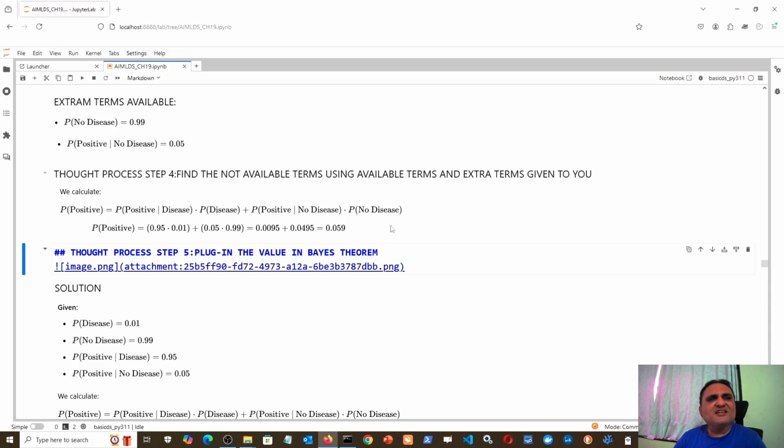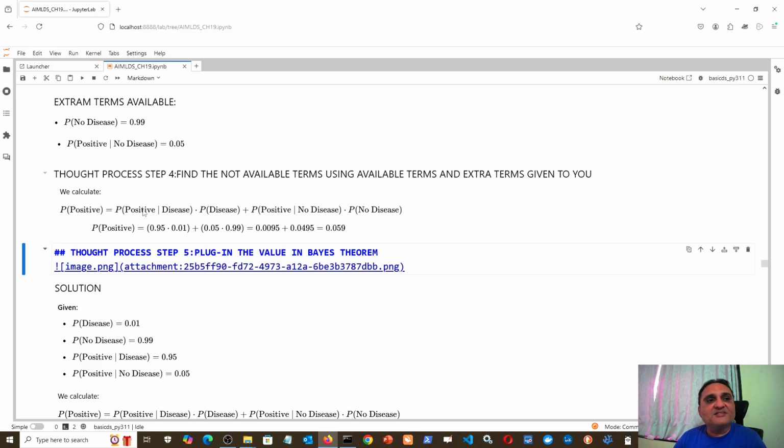Now how is this equation written? Try to understand. Mentally think that this is P positive divided by P disease, mentally multiplied by P disease. So P disease will be cancelled. Similarly, mentally think that this is P positive divided by P no disease and multiplied by P no disease. So then in that case P no disease will be cancelled.